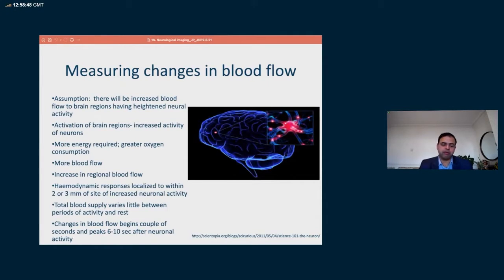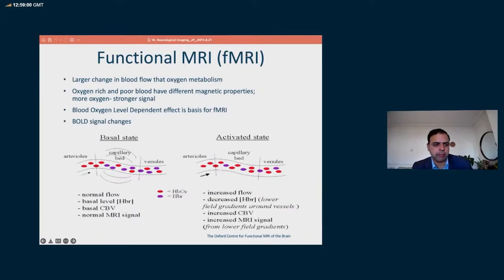However, the total blood supply varies little between the periods of activity and rest. And the changes in blood flow begin a couple of seconds to around 6 to 10 seconds after that neuronal activity. So how is that used in functional MRI? A larger change in blood flow occurs compared to that of oxygen metabolism. Oxygen-rich and oxygen-poor blood have different magnetic properties, and based on this principle you have a gradient. If it's more oxygenated, then there's a stronger signal. So what we look at is the blood oxygen level dependent effect in fMRI, the BOLD signal change.